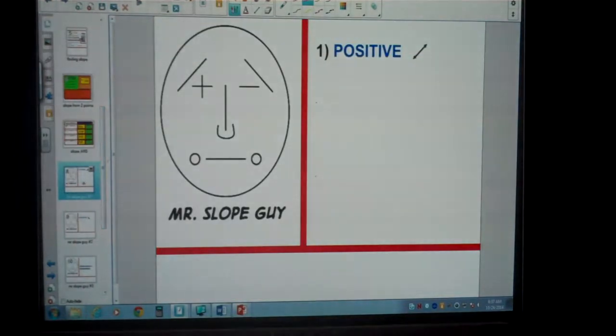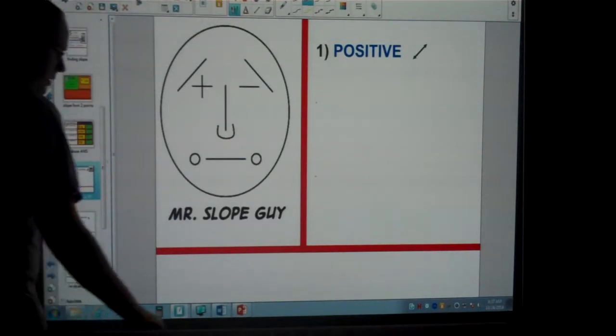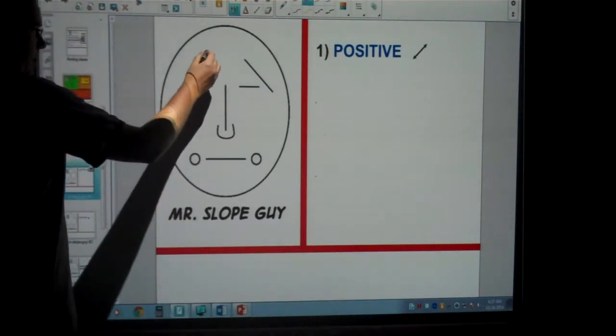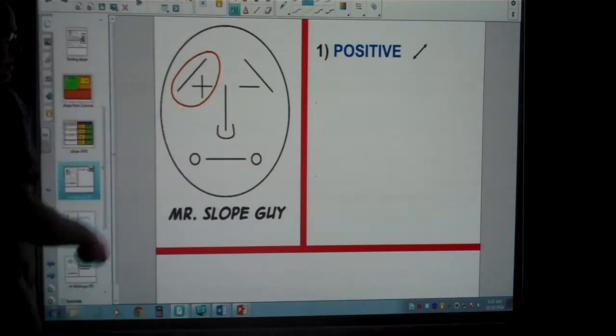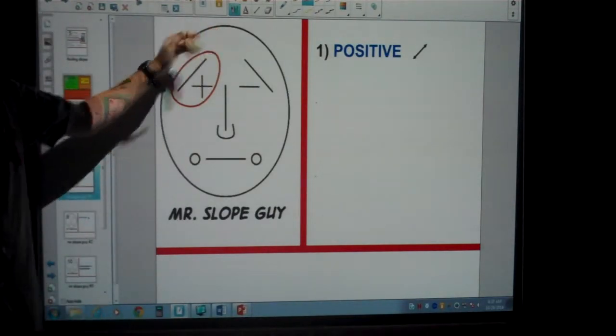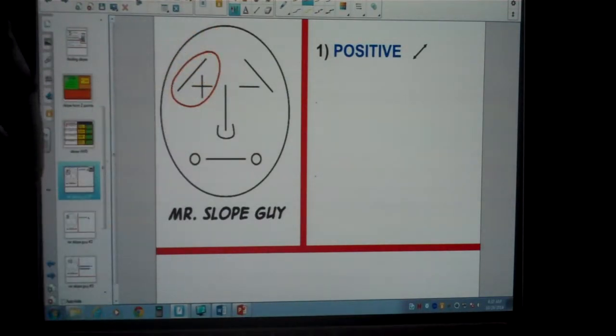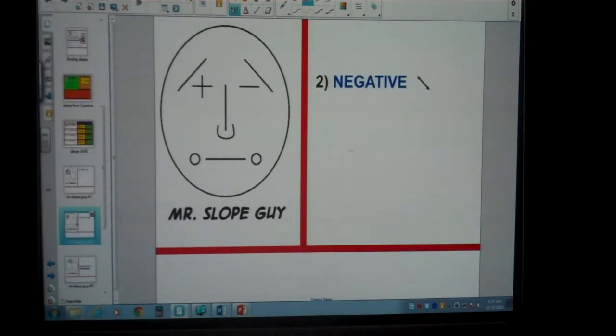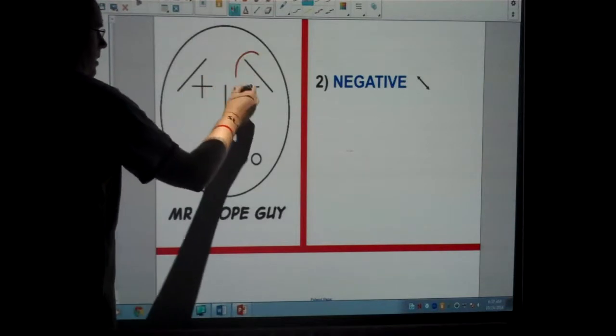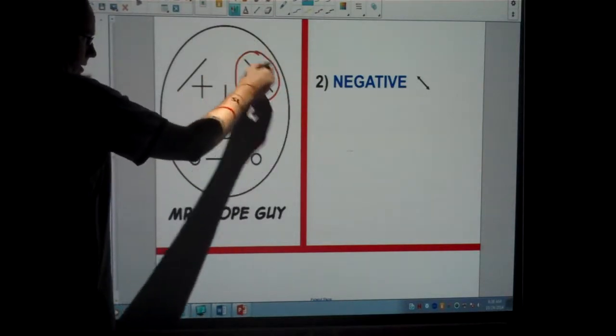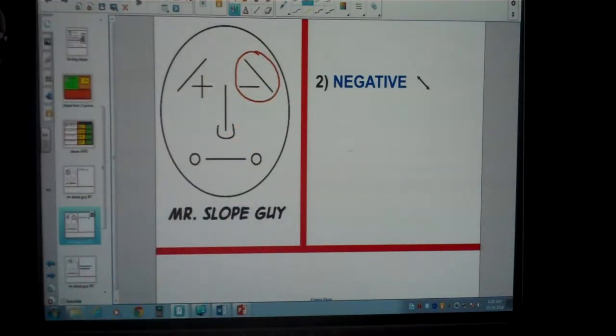Now, there is a way that you can try and remember all those slopes that we talked about as well. This is Mr. Slope Guy, and he has 4 components to him that help you remember these things. So if we look over this side to begin with, where we got our positive slope, you can see his eye is a little plus sign to signify positive. And if you look at his right eye, where you see this slope going this way, his eye is closed, which looks like a negative.